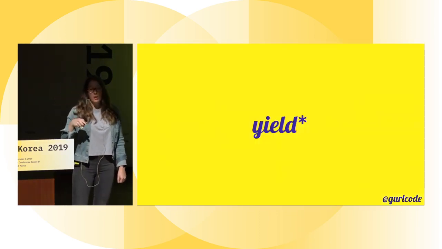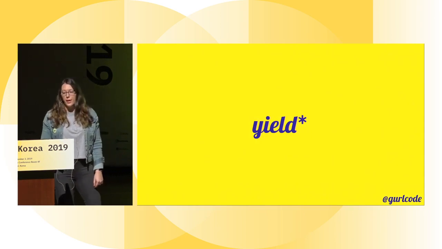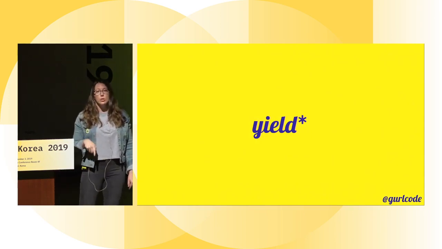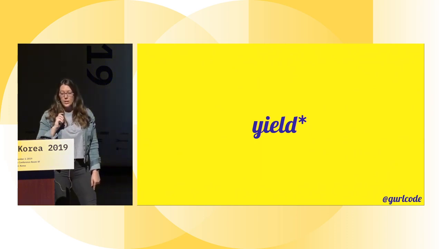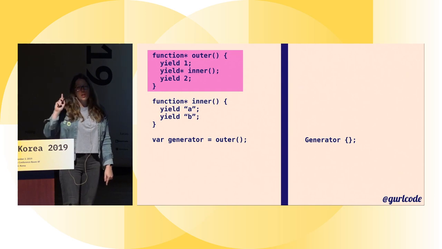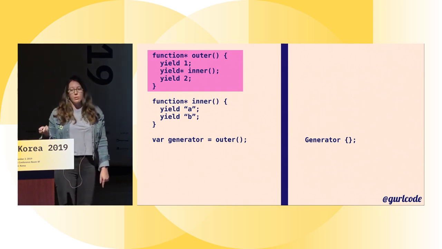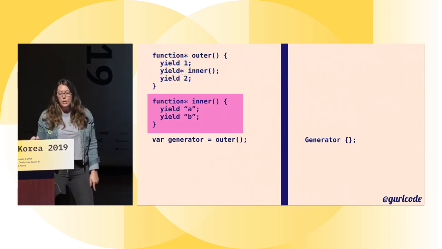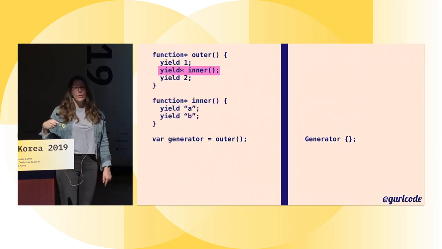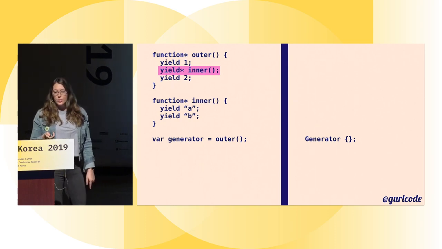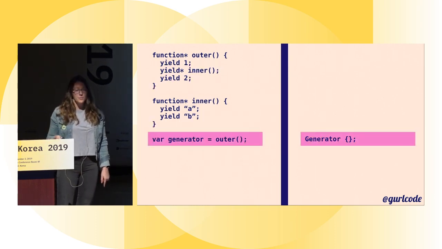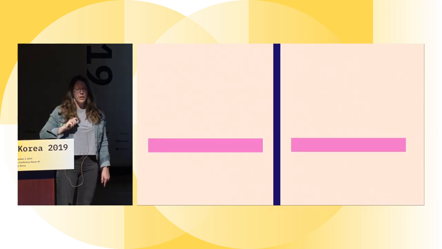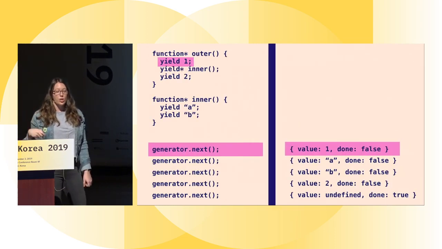Now, you can also call a generator from inside of another generator. To do that, you're going to need the yield star expression. To illustrate that, I have a generator function called outer and a generator function called inner. And you'll notice that outer is calling inner with the yield star expression in front of it. So, same as before, I'm going to call the generator to get the generator object. Then I'm going to call .next on that generator.